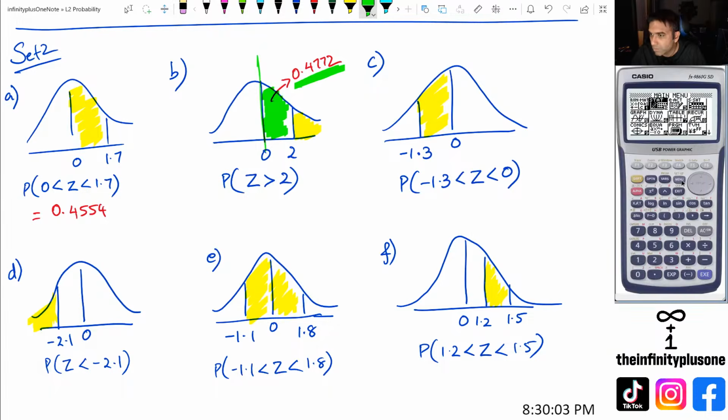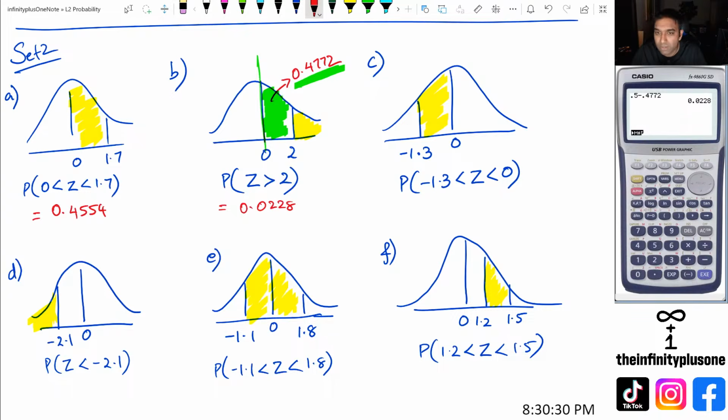So all you have to do is go in the calculator and just go 0.5 take away 0.4772. And there you have it. So the answer for this one is going to be 0.0228, because we're actually looking for z greater than 2.